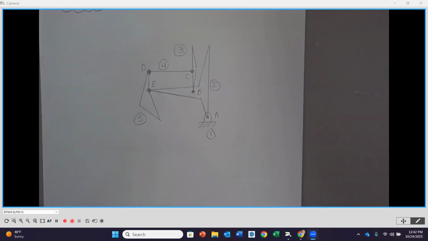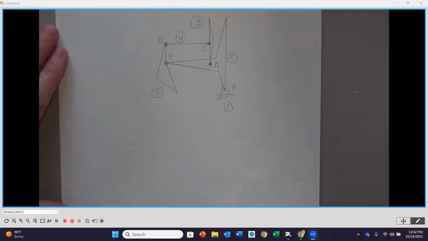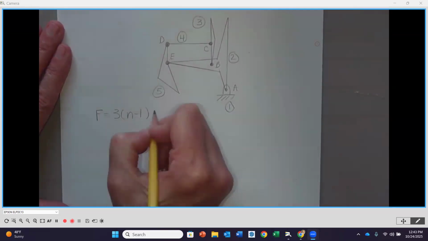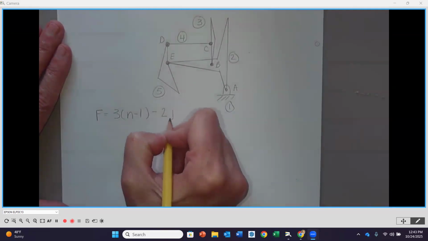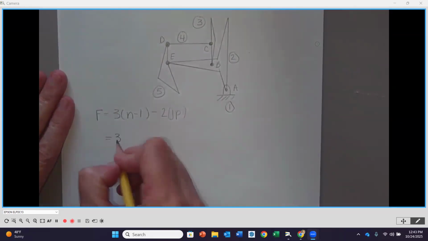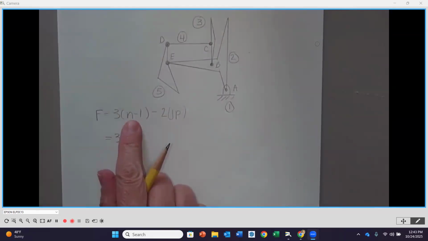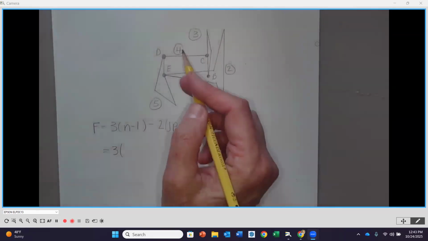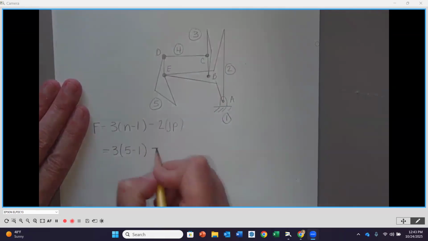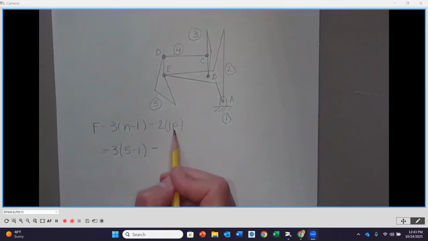Okay. And then the last part of this problem, once we have everything identified, our joints and our links, then we need to do the mobility equation. We know the mobility equation is F is equal to 3 times n minus 1 minus 2 times JP, or the primary joints, right? This would be multiplied. So here, the n is the number of links. Okay, so I have 1, 2, 3, 4, 5 links this time, right? 5, and that would be minus 1, minus 2 times the primary joints.